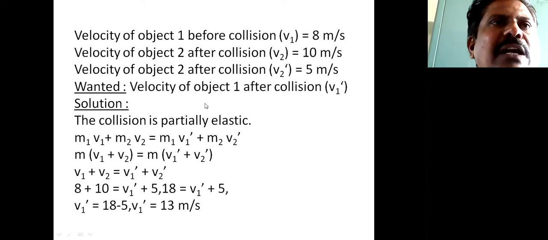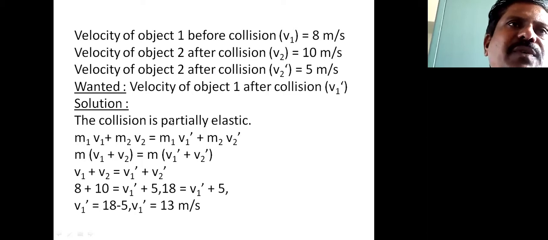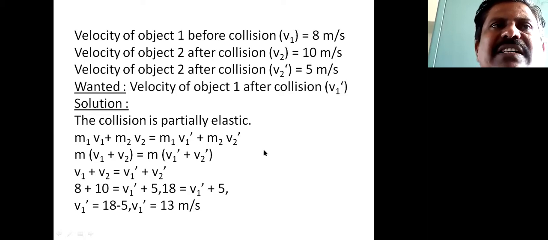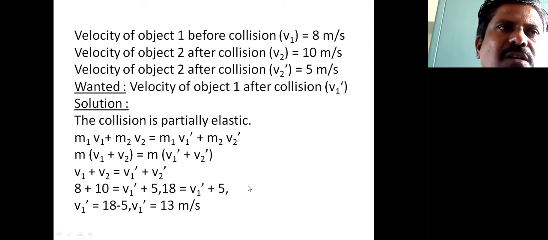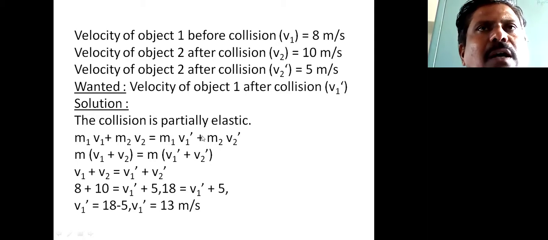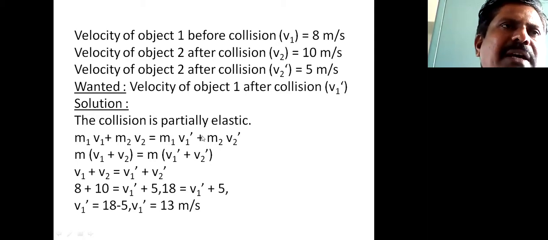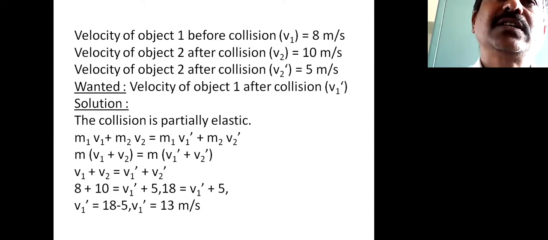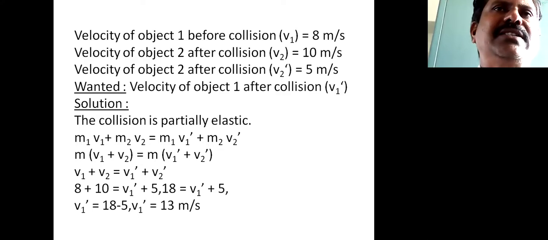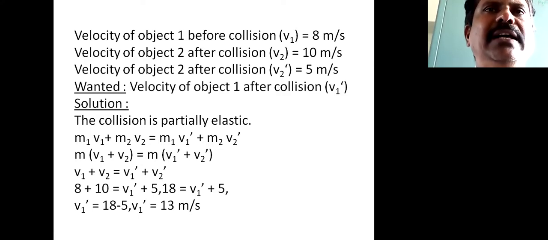And so we need to calculate the velocity of the first object after collision, v1 dash. The collision is partially elastic. That means it may be inelastic or elastic; the total momentum is conserved, but the kinetic energy is not conserved in both cases. Kinetic energy is conserved only in an elastic collision, but not in an inelastic collision.